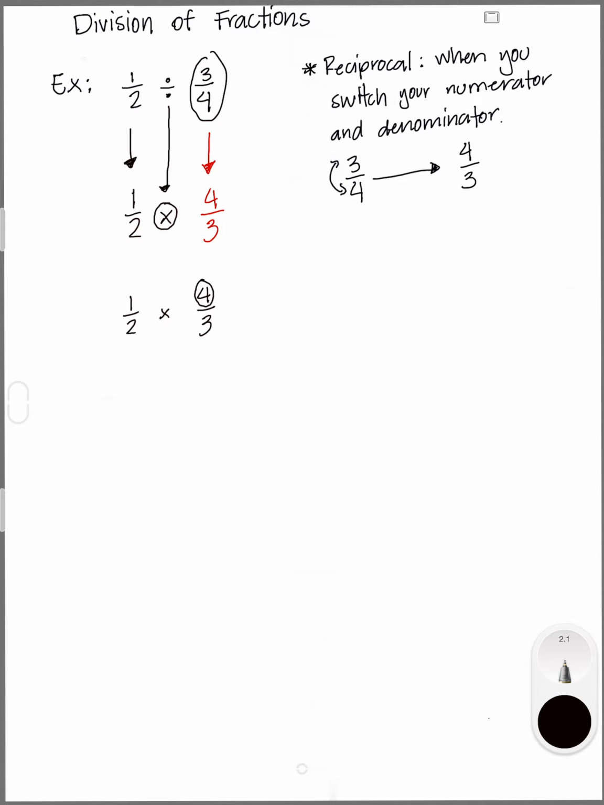Now if you notice, 4 and 2 have a common factor, which is 2, so both can be divided by 2. And this becomes 1/1 basically times 2/3. We multiply across, so this is 2/3. And we are done with the division of these fractions.